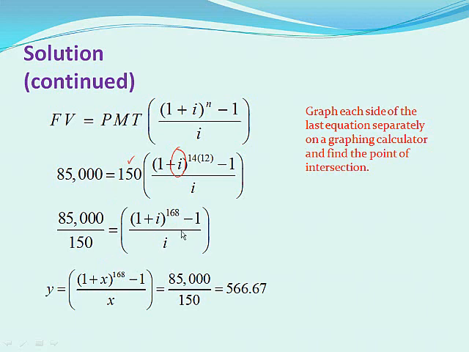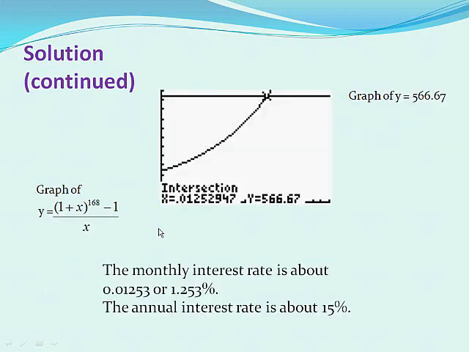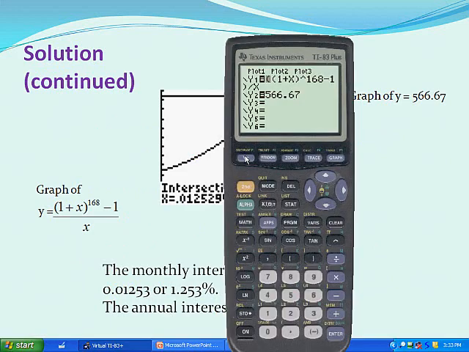In order to graph this function to compute i, I'm going to change i to x because we are going to use the calculator here. So we need to solve this equation for x, which is the same as i. Once we do this, we'll get the i value to be 0.01253, and if we multiply this by 12, we will get the annual rate, which is 15%. So this is how we use the calculator to solve this equation.